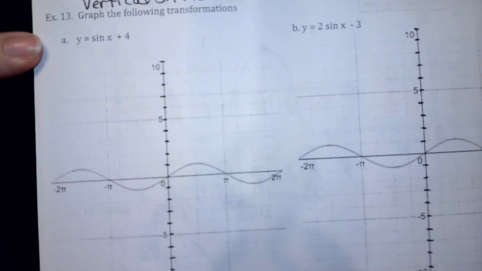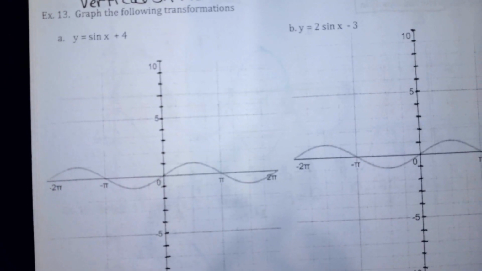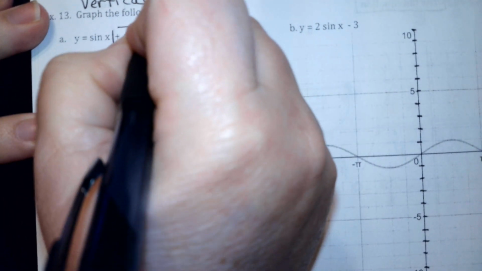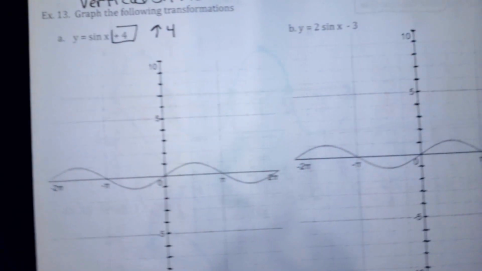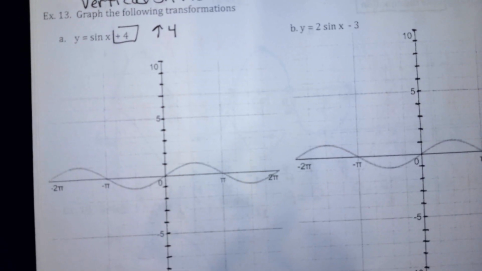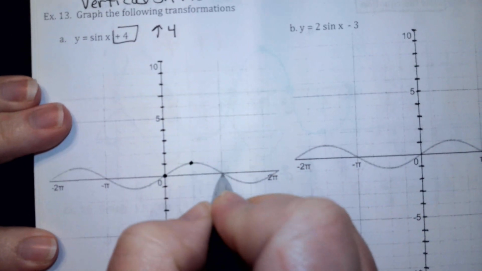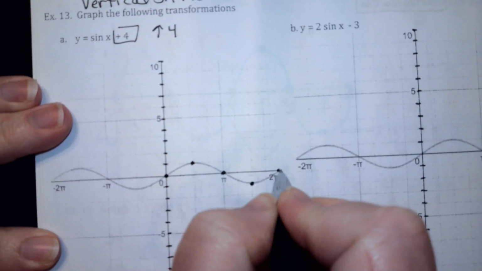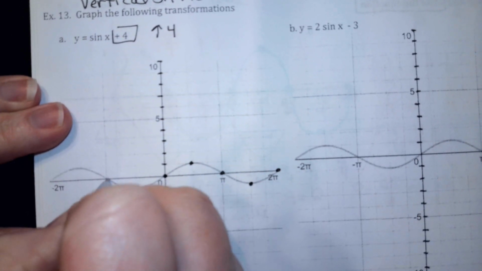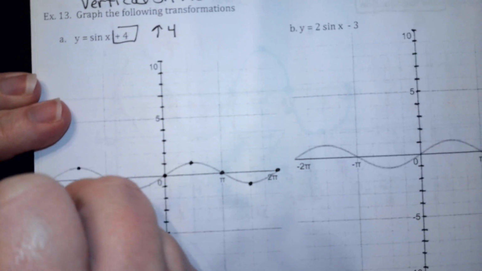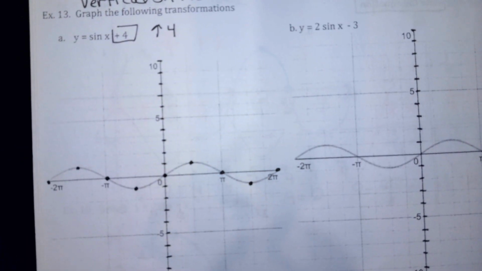Alright, so focusing on part A, we got y equals the sine of x plus 4. So that plus 4 right there is telling us that we're moving everything up 4. Now, as long as you don't have anything else that's changed, you can literally just come in here and find all your critical points, your crossover points and your max and mins, and move each point up 4 units.